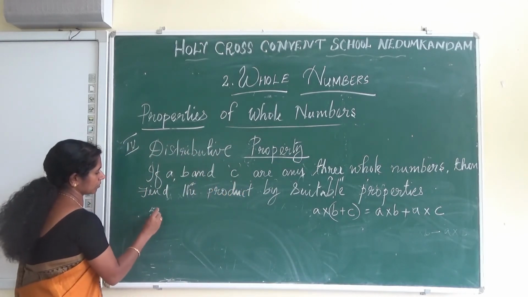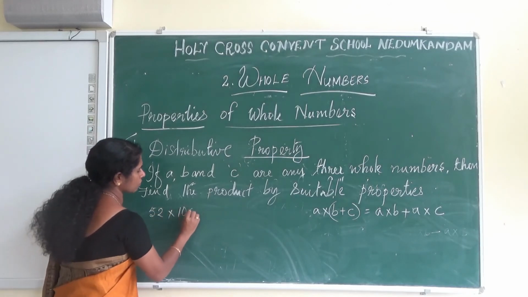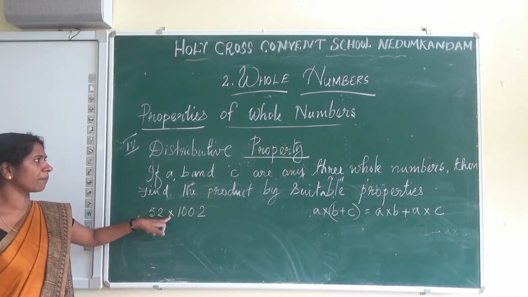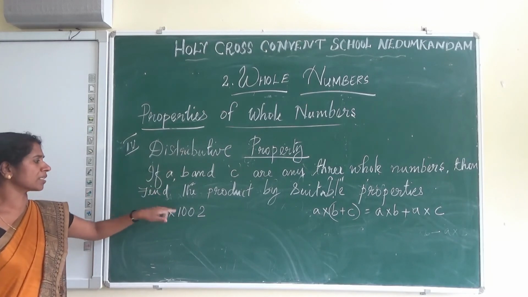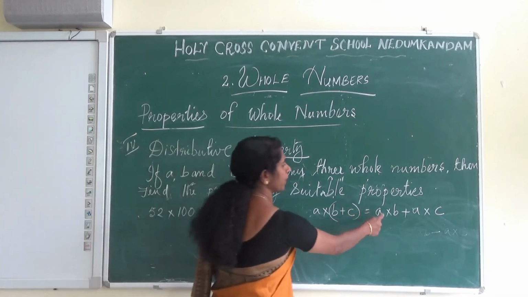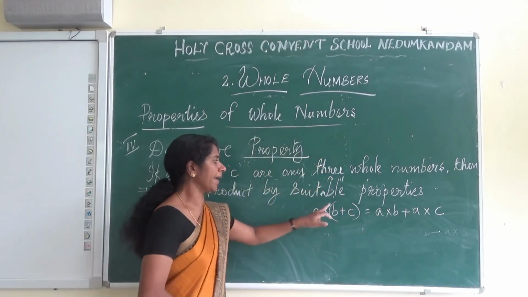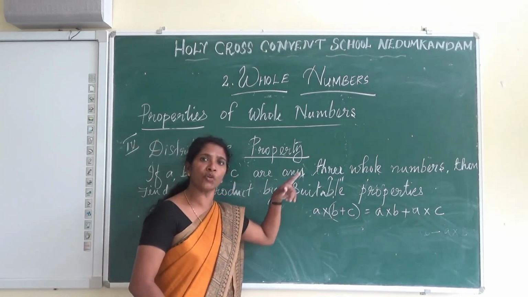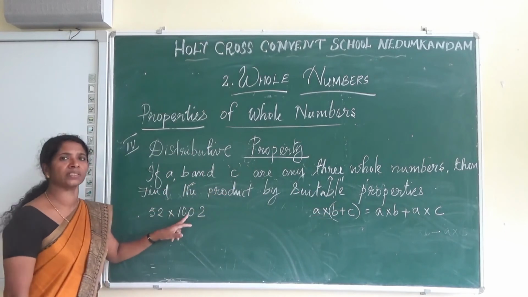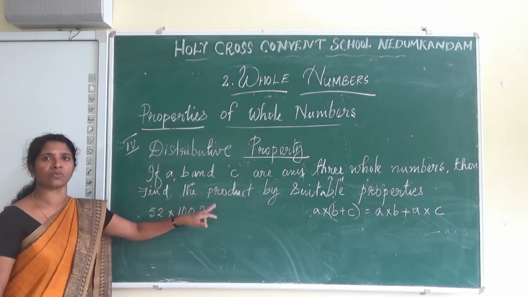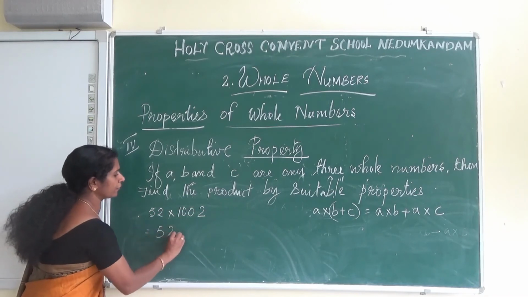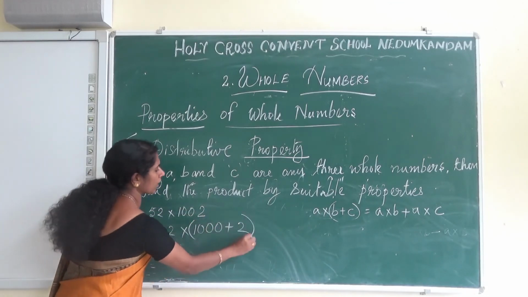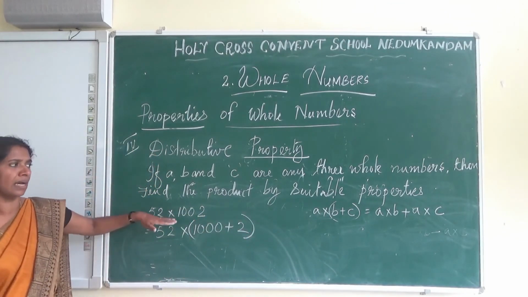52 into 1002. In this example we need to apply the distributive property. But the question is not in the form of A into B plus A into C, or A into (B plus C). If there are two numbers like this, we should make it into left side form. To do that, we need to expand one number. Here it is easy to expand 1002. So 52 into 1002; instead of 1002, we write 1000 plus 2.